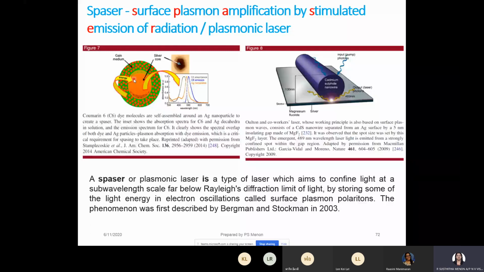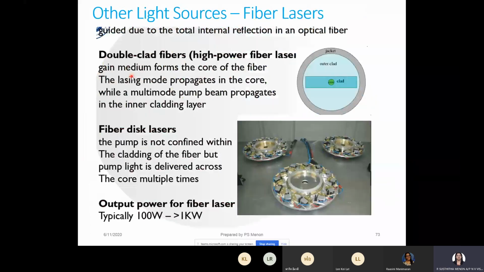All right, other types of light sources. These are fiber lasers using fiber. This is not a semiconductor laser. This is a fiber laser. So basically you have a core and you have a clad. There's an outer clad, there's a jacket. All right, and it's a high power fiber laser, and the gain medium forms the core. So it's not a semiconductor. This is in a fiber.